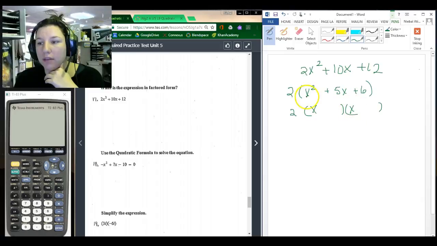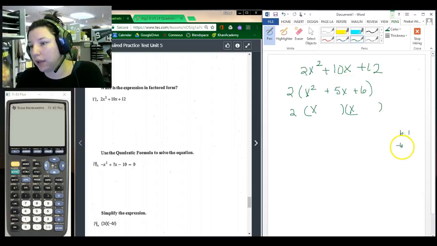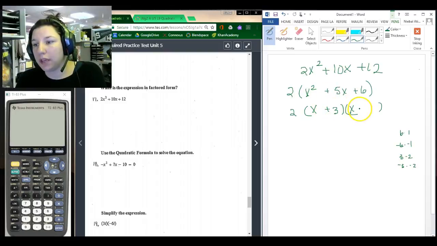x times x is x squared. And for the 6, you have options. I can do 6 times 1 to get 6, or negative 6 times negative 1. Or you could do 3 times 2 is 6, or negative 3 times negative 2. The set that we want to pick is the one that adds up to a positive 5. So that's going to be positive 3 times positive 2 is a positive 6, and 3 plus 2 is 5.